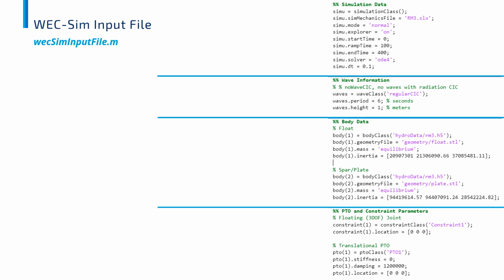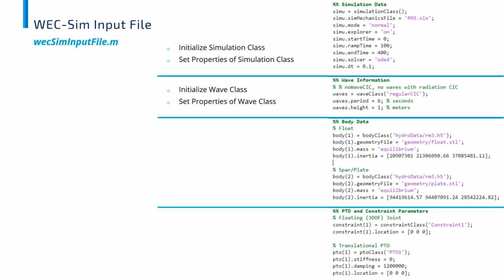Here we're looking at an example of the WEC-Sim input file. In this case, the example is from the RM3 example subdirectory of the WEC-Sim code. We'll notice that the WEC-Sim input file is naturally subdivided into a number of sections. Firstly, we initialize the simulation class, and we set the properties of the simulation, like the preferred solver and the time step. Then we define the wave class. In this case, we're defining regular waves along with its period and height as specified.